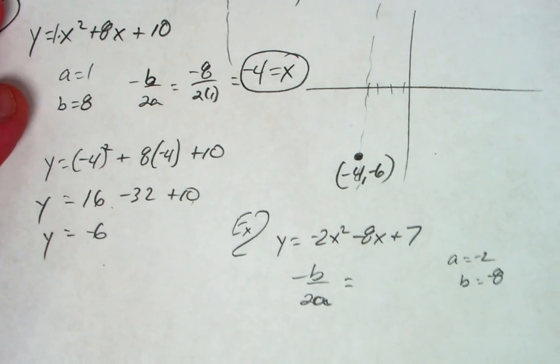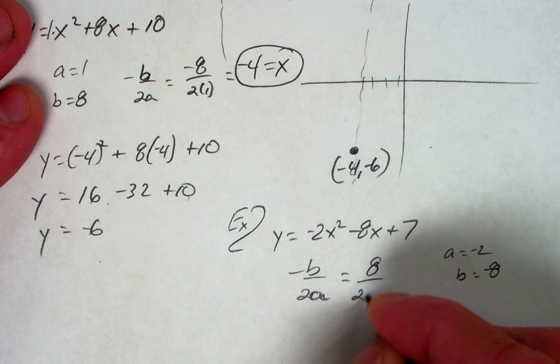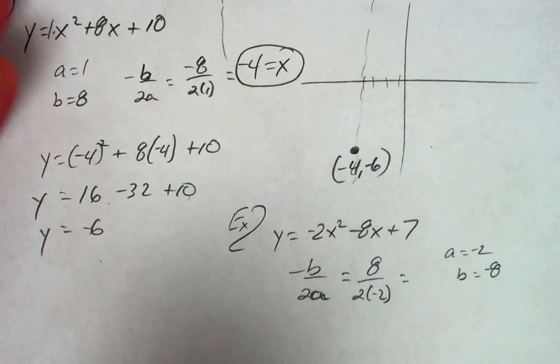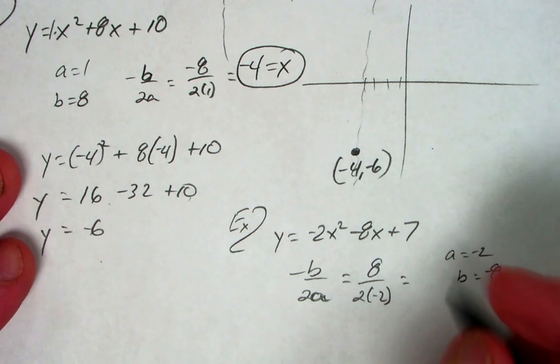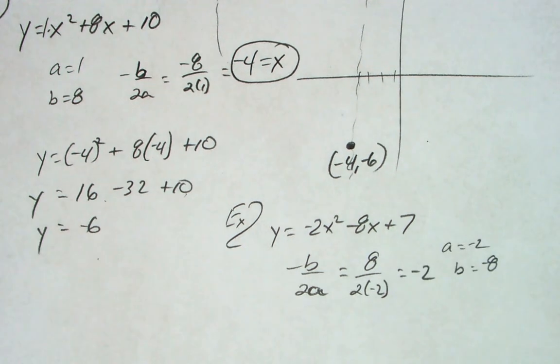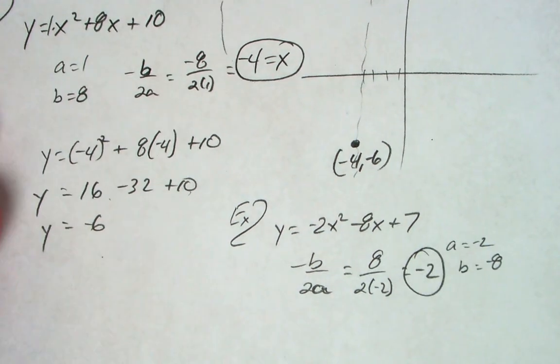So, the opposite of B is 8. Negative 2. All right, good. I like some sort of feedback there. That lets you know you did it right. Plug it in.